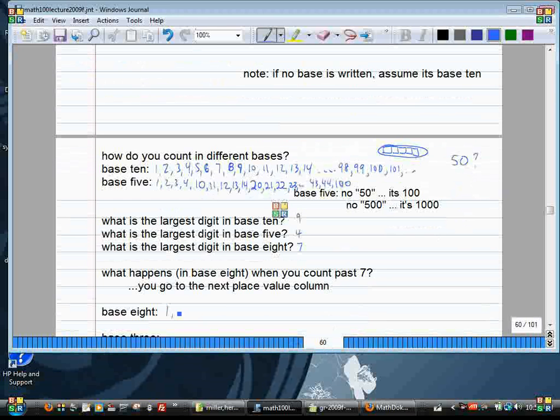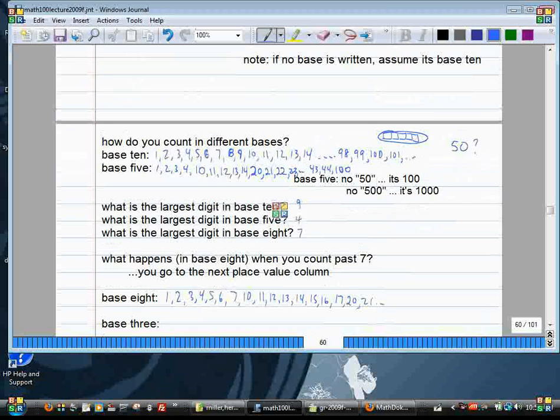So base 8, if you're counting, looks like 1, 2, 3, 4, 5, 6, 7, 10, 11, 12, 13, 14, 15, 16, 17, 20, 21, etc. Okay.